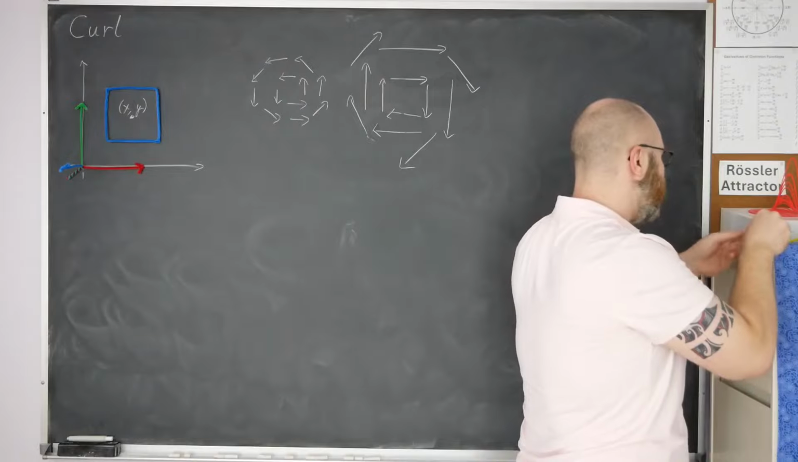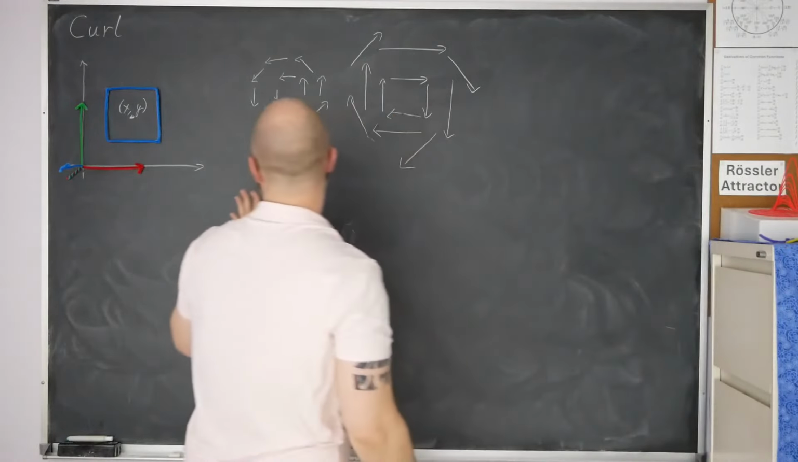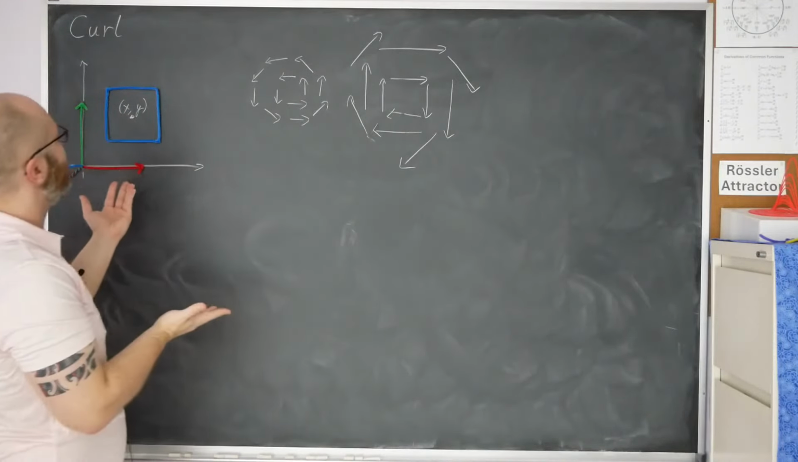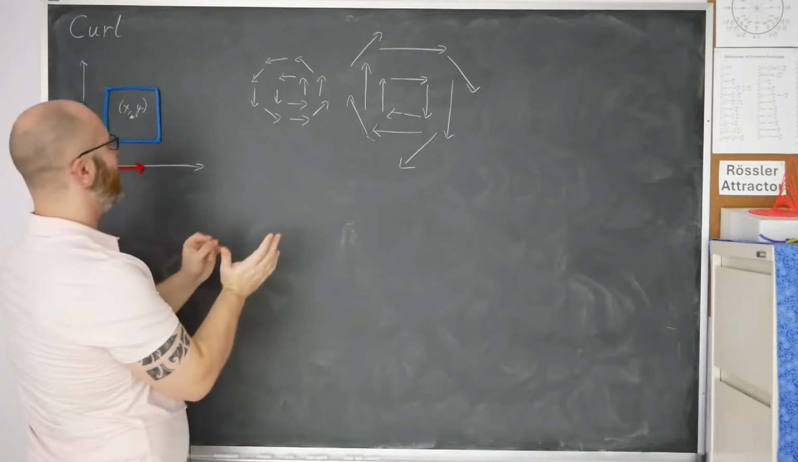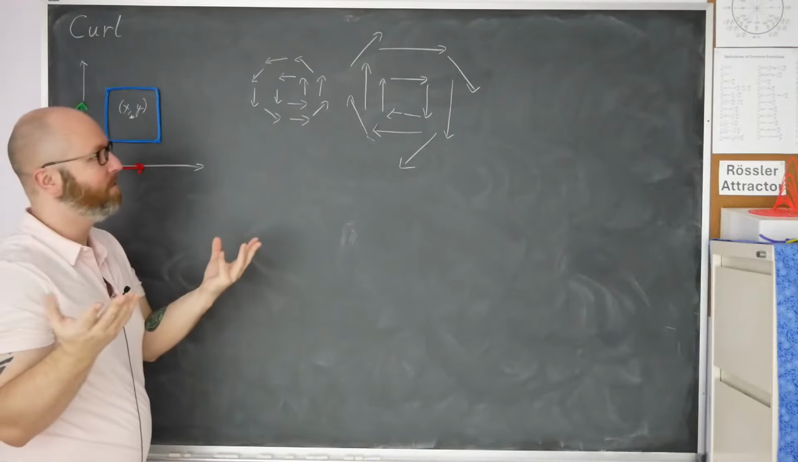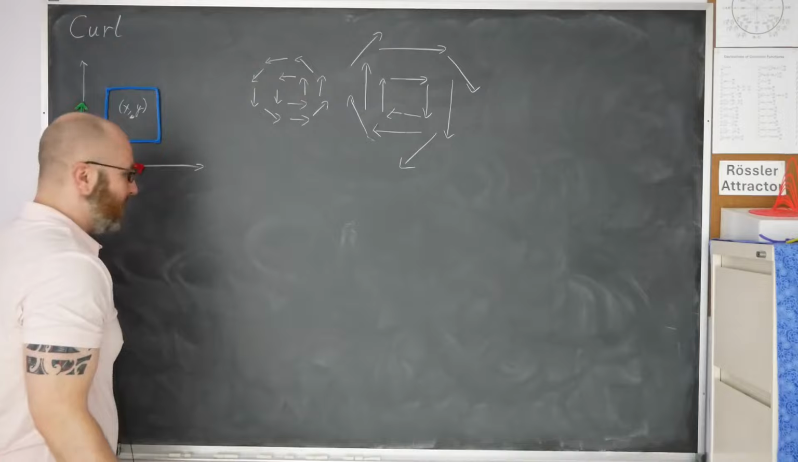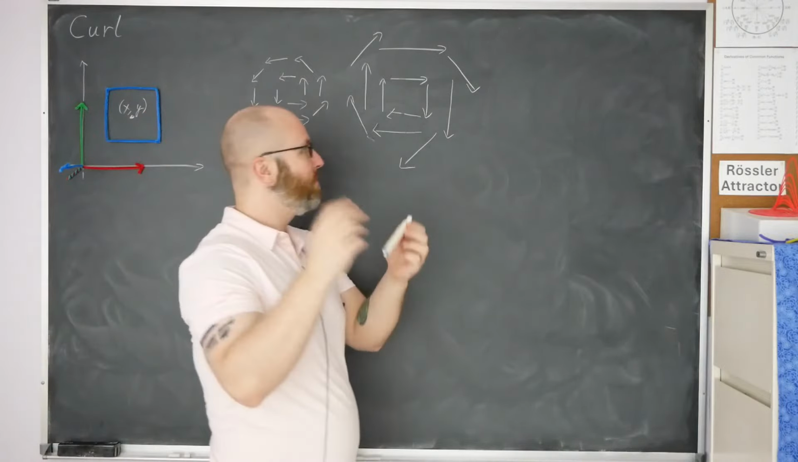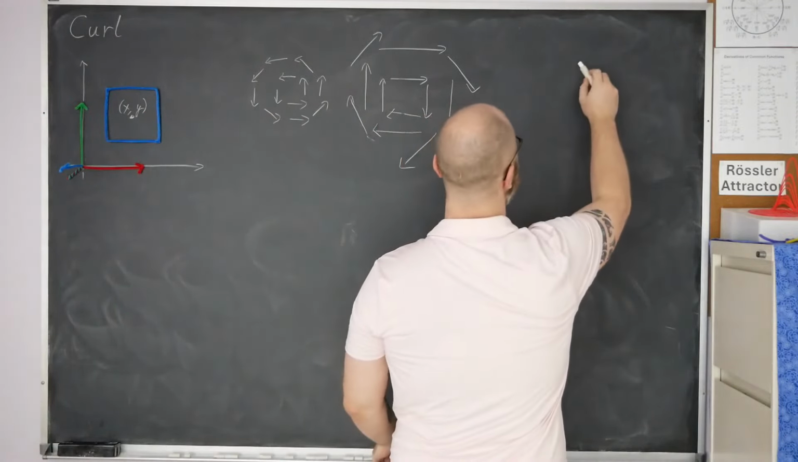So then in 3D. In 2D, there's really only one axis you can rotate around. You either rotate around the z-axis or you're not rotating at all. But in 3D it's a little different. There's a whole bunch of axes you can rotate around in 3D.